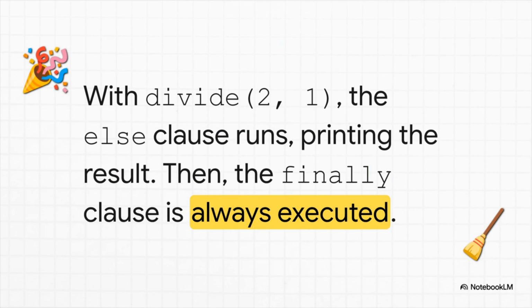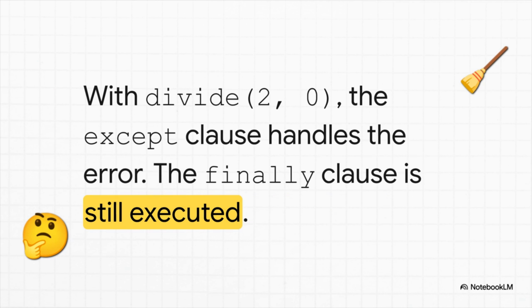Let's look at the first scenario, the happy path. We divide 2 by 1 and it works perfectly. So the try block succeeds, the code to show the result runs, and just like we'd expect, the finally clause runs at the end to do its cleanup. This is our baseline. But what about when things go wrong?